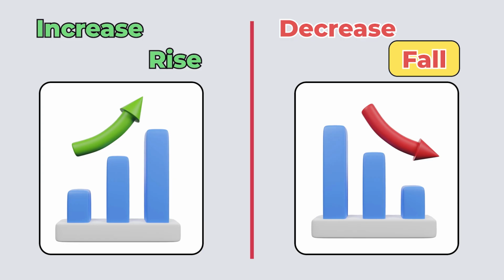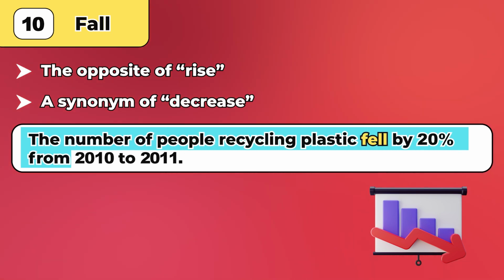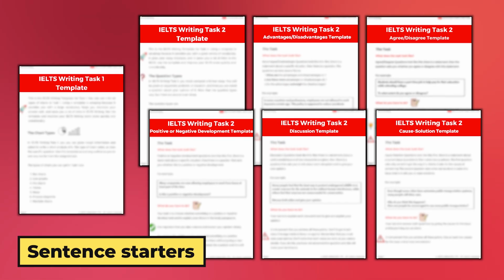The next word is fall. This is the opposite of rise, so it is a synonym of decrease. For example, the number of people recycling plastic fell by 20% from 2010 to 2011. Like rise, fall is also an irregular verb. Fall, fell, fallen.